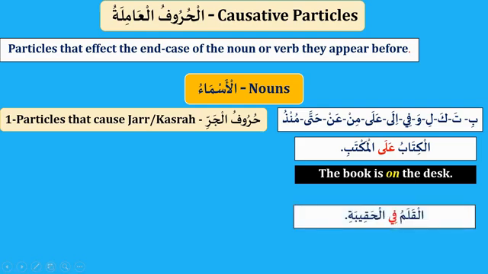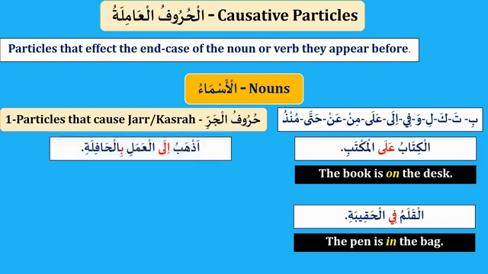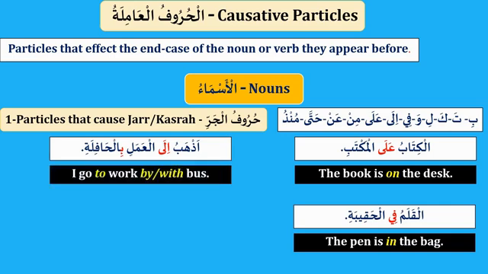Next example, al-qalamu fil haqibati. The pen is in the bag. Fil haqibati, in the bag. Next example, أذهب إلى العمل بالحافلة. I go to work by or with bus. إلى means to. إلى العمل, to work. Be means with or by. بالحافلة, by bus. As we see in both words, the حركة changes to كسرة. إلى and be change the حركة to كسرة.